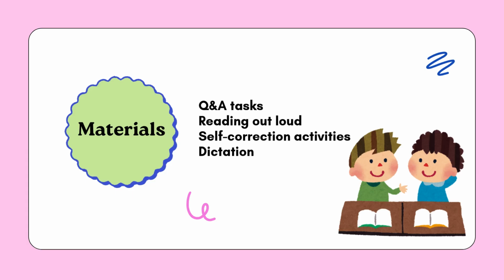Then we have the materials that we can use. First, we have question and answer tasks. The idea is that the student answers immediately and orally, using English directly without thinking in their native language. For example, we can ask, what's your favorite food, and the student answers, my favorite food is pizza. The goal is for the student to think and respond in English naturally.